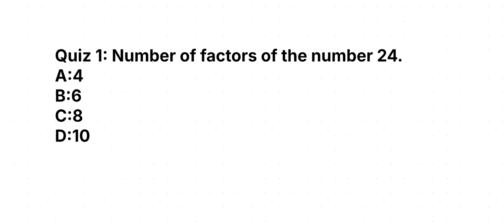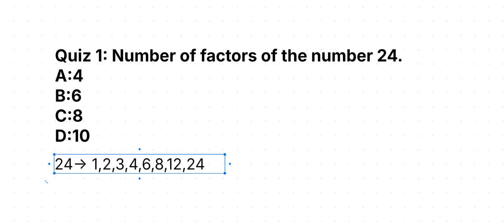Meanwhile I will also write here. The factors of 24 are 1, 2, 3, 4, 6, 8, 12, and 24. So total numbers are 1, 2, 3, 4, 5, 6, 7, 8. So the answer is: the factors of 24 are 1, 2, 3, 4, 6, 8, 12, and 24.